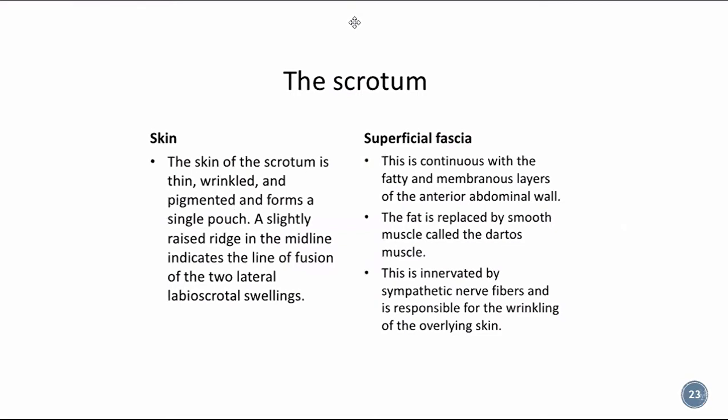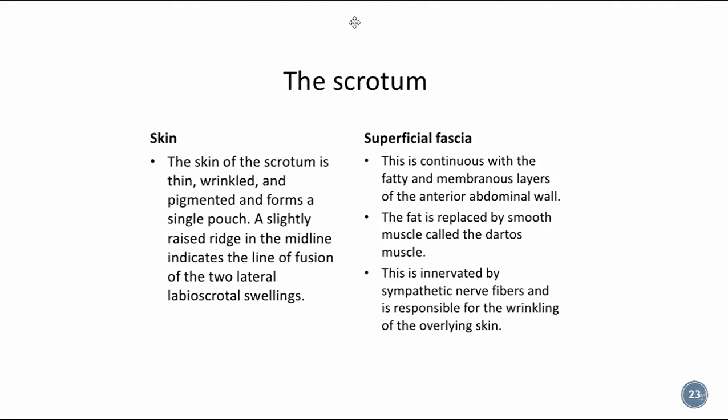Now, the first layer is the skin of the scrotum, which is thin, wrinkled, and pigmented, and forms a single pouch. It is slightly ridged in the midline, as we mentioned earlier, the raphe, indicating the line of fusion of the two lateral labioscrotal swellings.